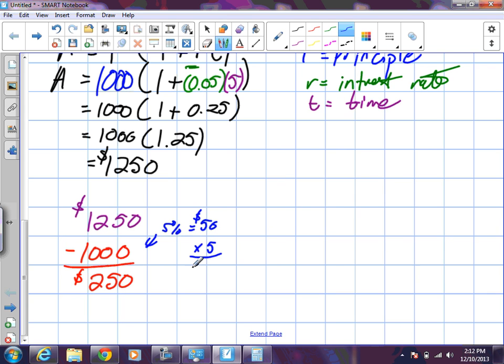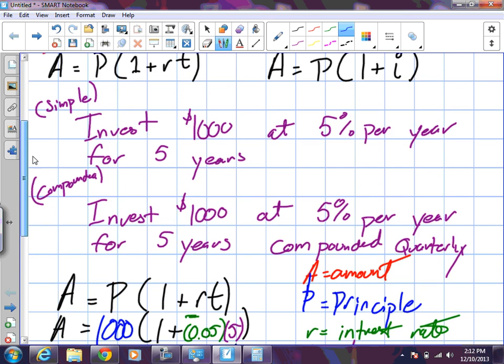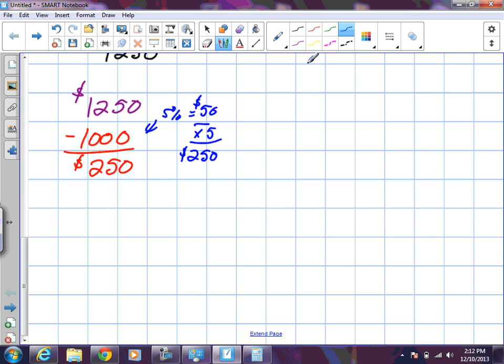250. So we earn the same $50 every single year. There was no compounding going on. That's how we got to that amount. Okay? So this is going to be very different from our compound interest. We'll put our compound interest formula. A, which is amount, is the same, times P, 1 plus I, and N.